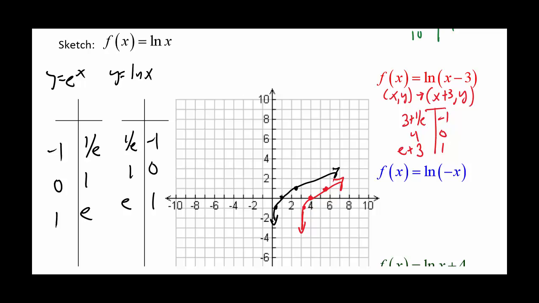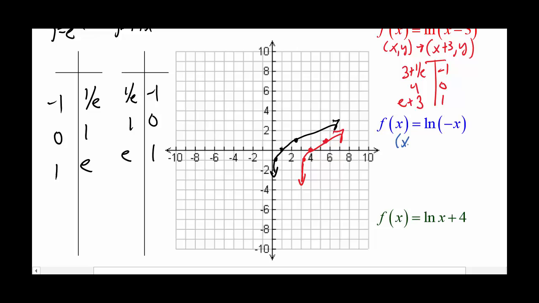Okay, next one, ln of negative x. Okay, so what is that transformation doing? It's on the inside, so that's going to change all of the x's. All of the x's are going to go opposite, so negative 1 over e, negative 1, and negative e. All right, so that's, let's see, negative a third, comma negative 1, so right about there. Negative 1, 0, and there we go. Yeah, that's about what we expected with the reflection.